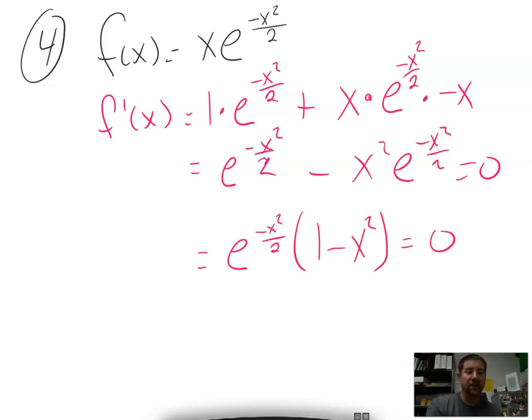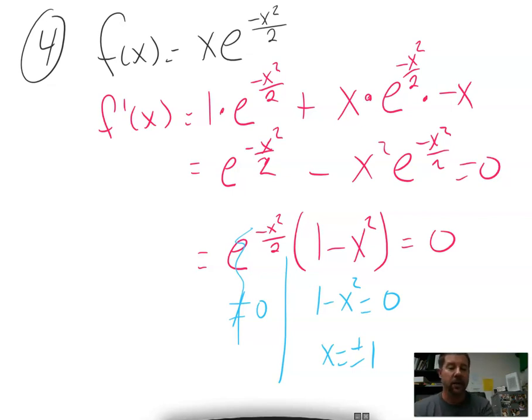To find your critical values, a common thing you're going to have to do is pull out a GCF. So in this case, I pulled out that e to the negative x squared over 2, and I'm left with 1 minus x squared. When I set the pieces equal to 0, the front term, e to the negative x squared over 2, is an exponential decay function, and so that will never equal 0. It's got a horizontal asymptote at 0, so it approaches it, but it will never ever get there. So I ignore that front part. What I really care about is this back part. I'm going to find out when that equals 0, and I get plus or minus 1.